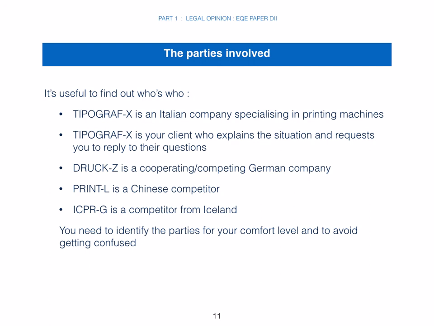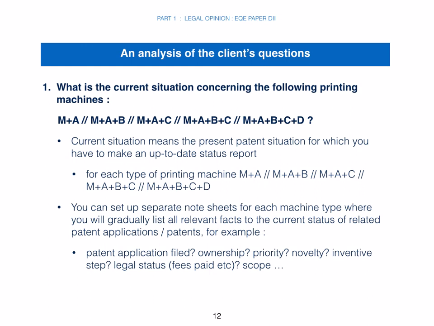Print L is a Chinese competitor who we'll see has a competing patent application. And ICPR G is a competitor from Iceland who also has a competing patent application. You need to identify the parties for your comfort level and in order to avoid getting confused as you read the client's letter. Now we turn to the client's questions. These are at the end of the letter.